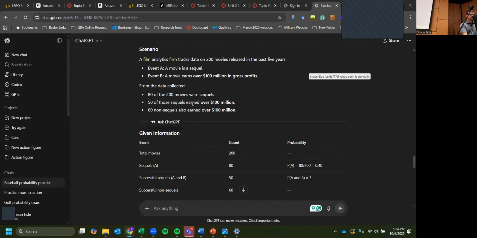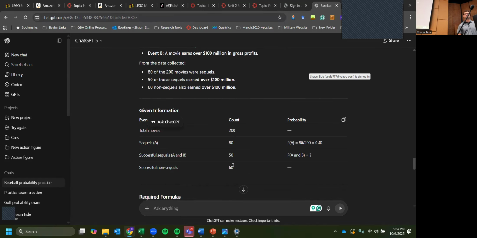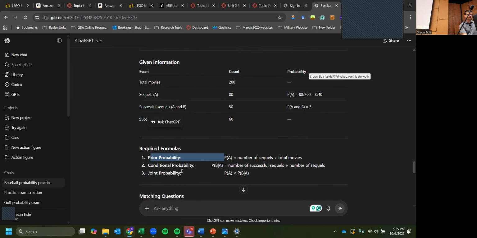So we've got 50 that did over 100 million. So 50 out of how many? 50 out of 80. So what is the conditional probability? What's 50 divided by 80? 62.5%. Okay. And then the joint probability is the probability of it being a sequel and it being successful. So what we're going to do now is 0.4 multiplied by 62.5.